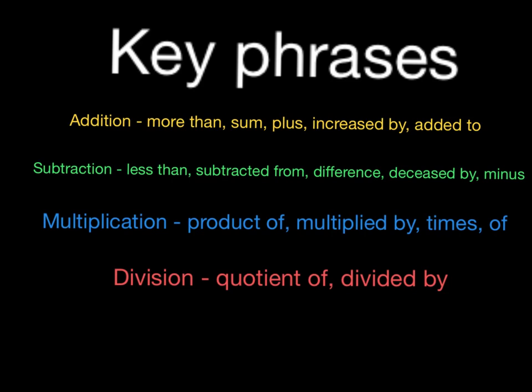For the problems in this section, you'll have to have at least a basic understanding of these few key phrases and what they indicate. So if you hear, for example, more than, or sum, or plus, or increased by, that should send up a red flag in your brain that you're going to be using addition. If you hear or read less than, subtracted from, difference, then that should be an indication that we're doing subtraction. Product of, multiplied by, is of course multiplication, and quotient of or divided by is division.